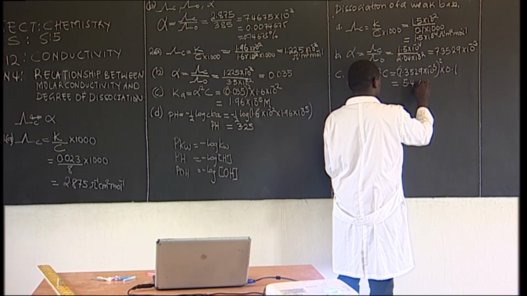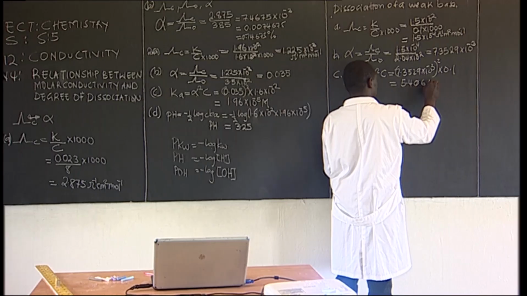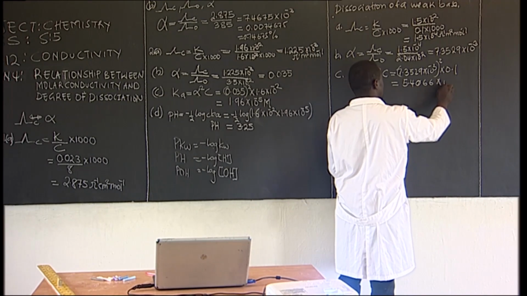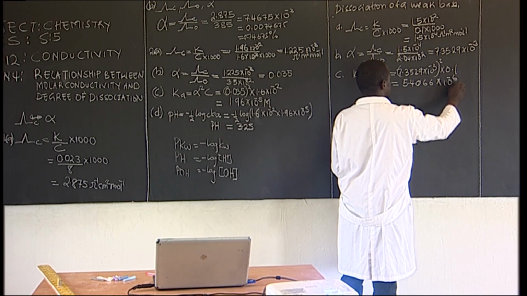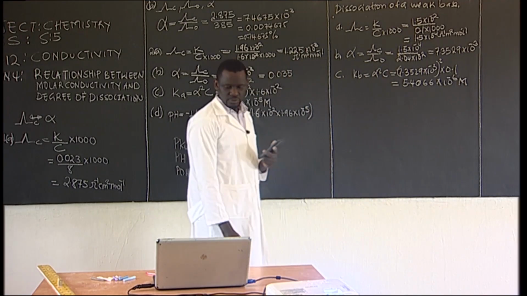Let's write more decimal places. Approximately 5.4066 times 10 to the power negative 6. So this unit is from that one.